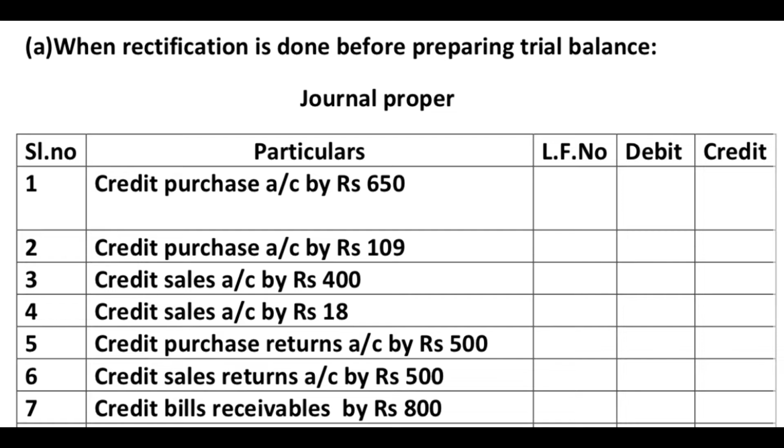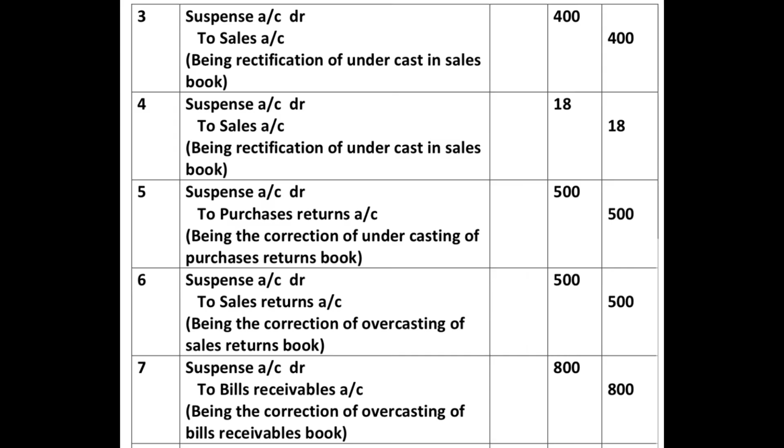For the seventh point, the sentence is: credit bills receivable account by 800 rupees. B. When rectification is done after preparing the trial balance. For the seventh point, the entry is: suspense account debtor to bills receivable account 800. Narration: being the correction of overcasting of bills receivable book.